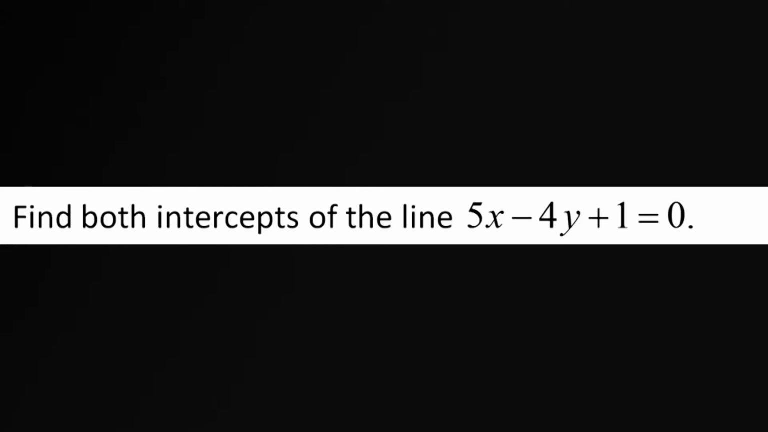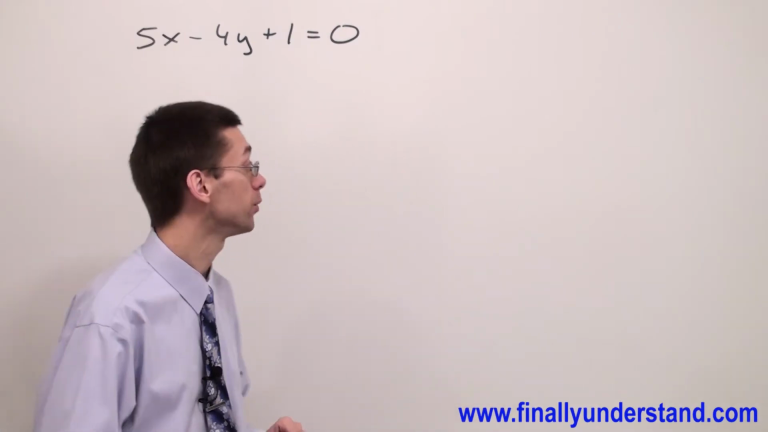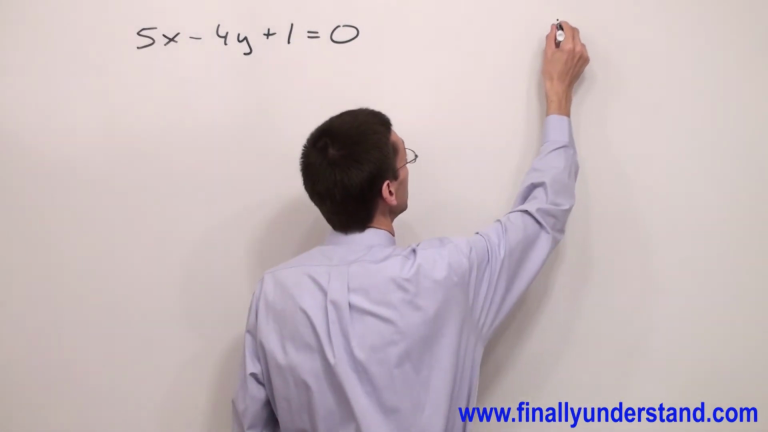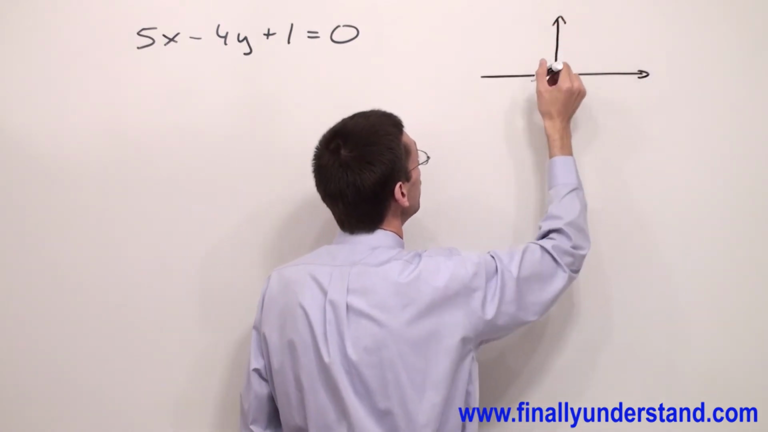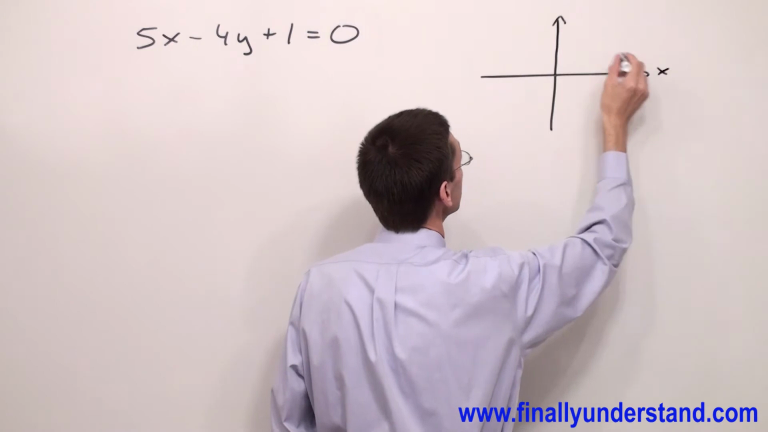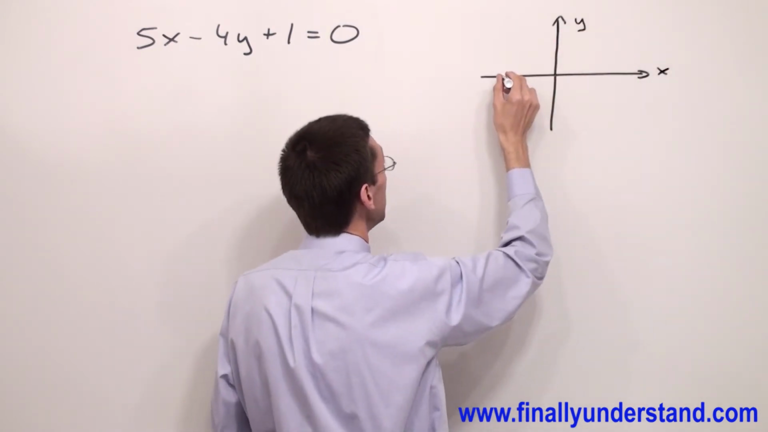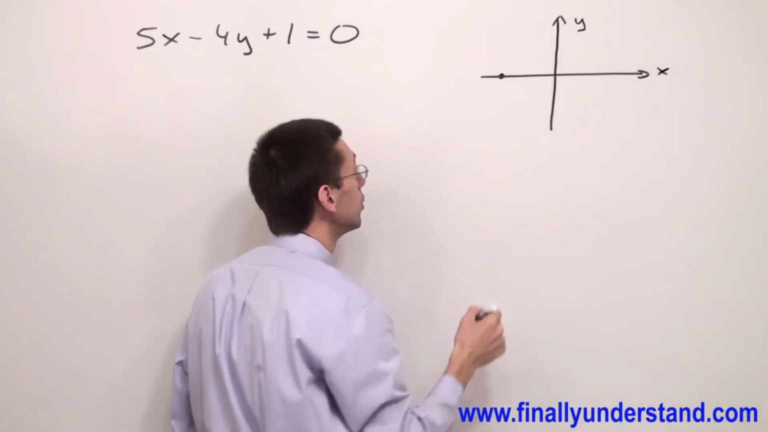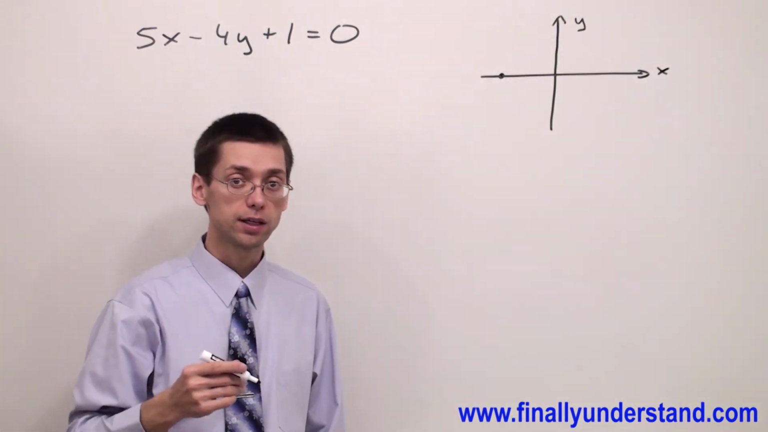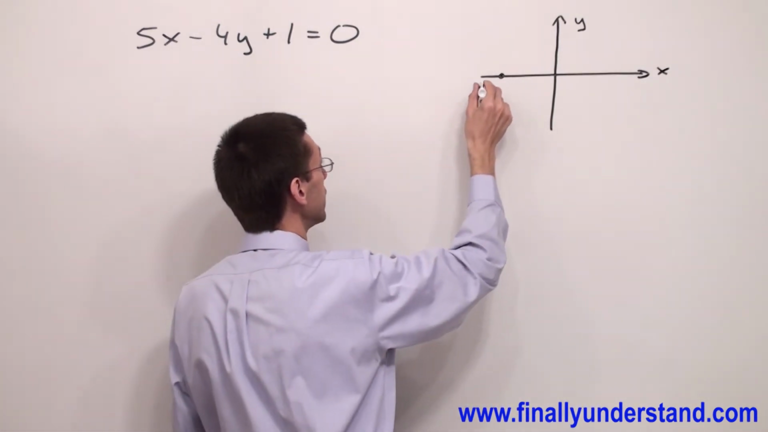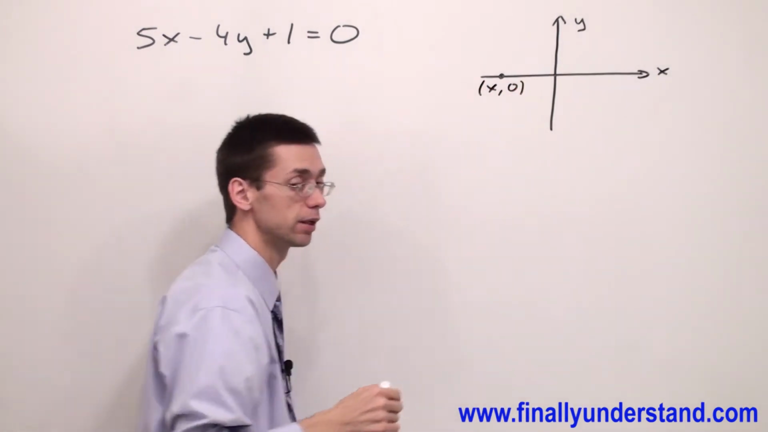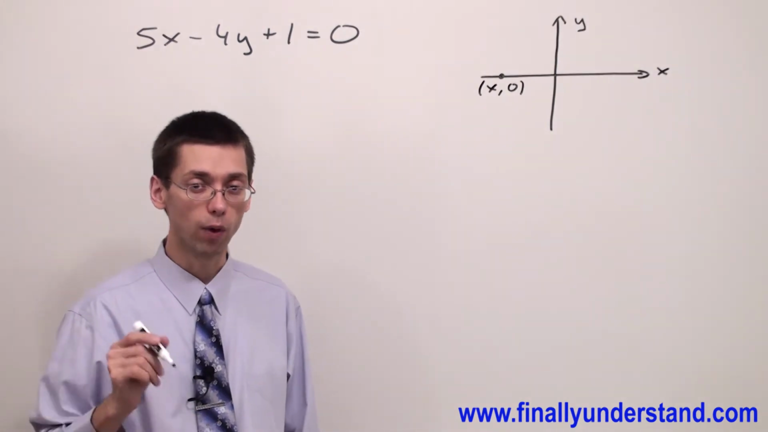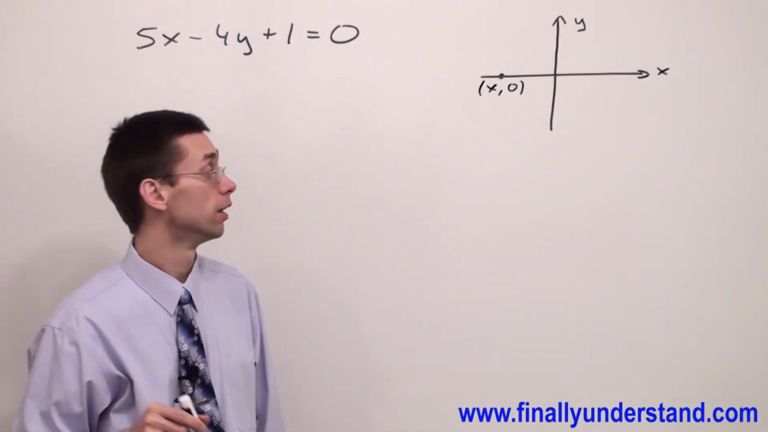This time we're supposed to find both intercepts. We're supposed to find the x-intercept and the y-intercept. Let me remind you one more time that anytime we talk about intercepts, we talk about points on the x-axis and y-axis. So the x-intercept is the point on the x-axis which has coordinates x and 0, where x can be any real number and the y coordinate is always equal to 0.